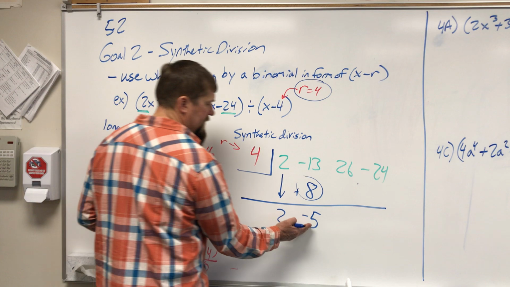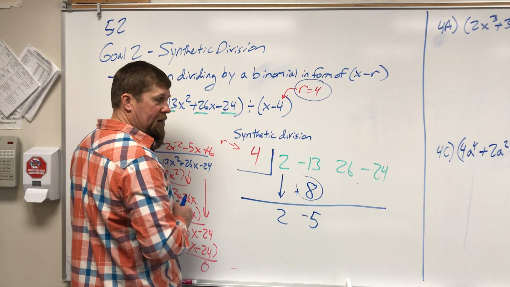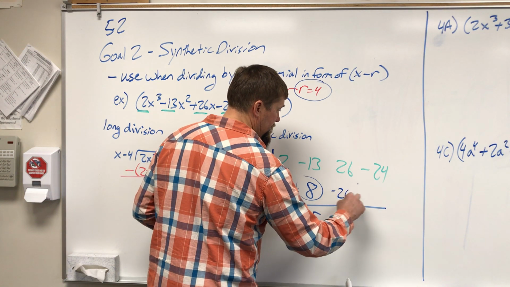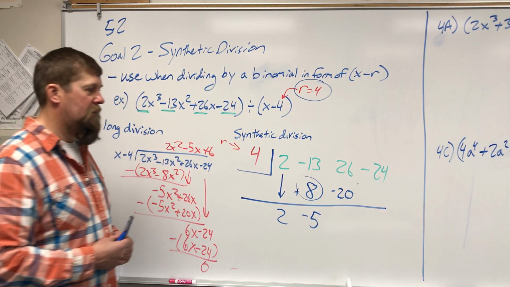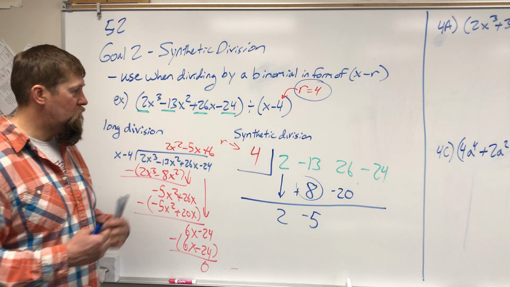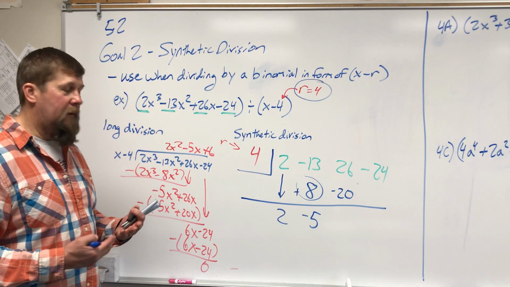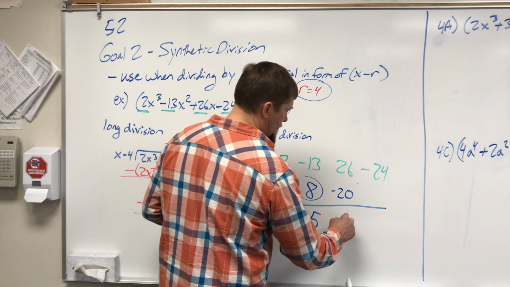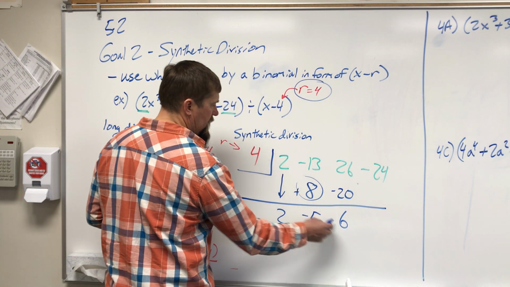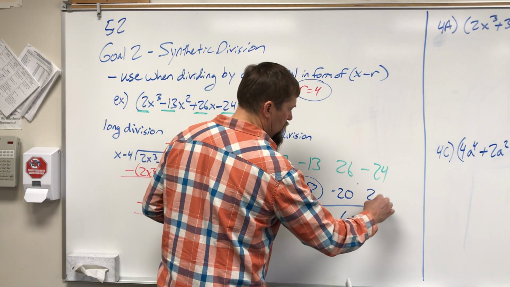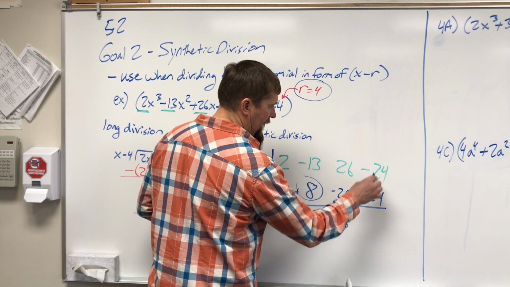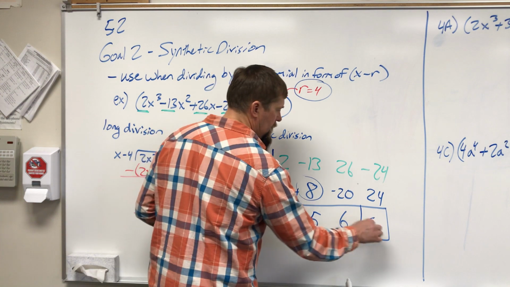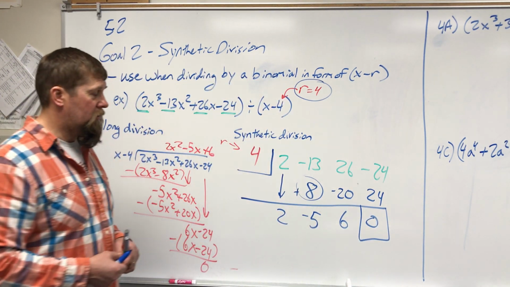Okay? Now I take that number and multiply it times 4. I put it underneath the 26. And again, I'm going to add. So basically I'm multiplying, then adding, multiplying, and then adding. So I add, I get 6. Multiply again, I get 24. The last number I like to put a box around. Okay? And that ends up to be 0.